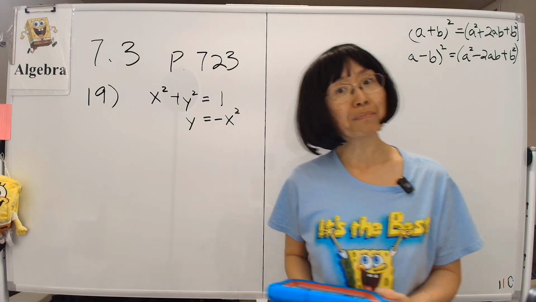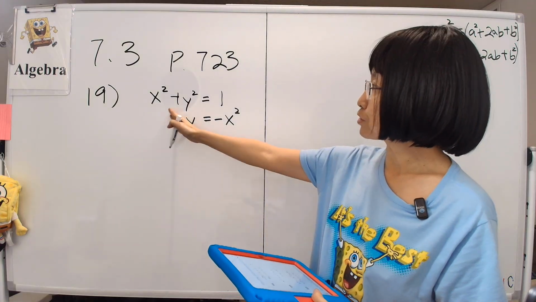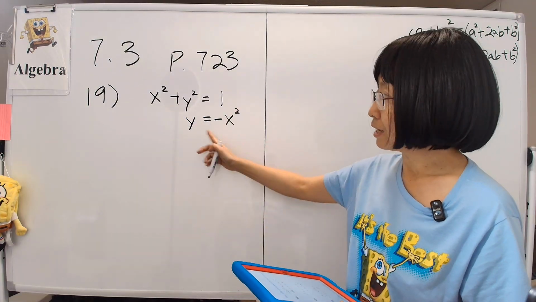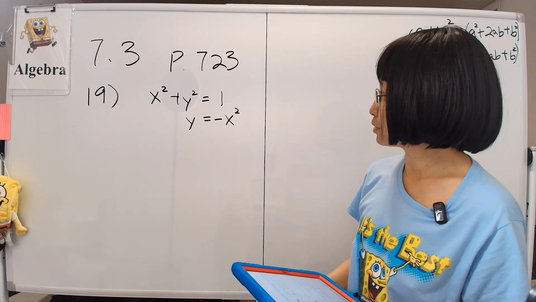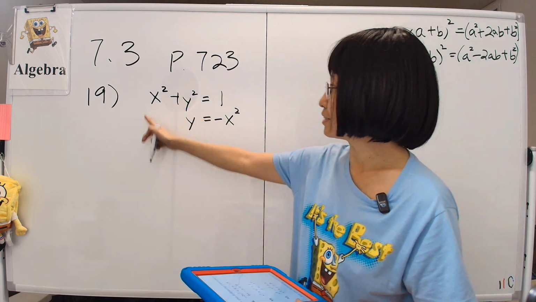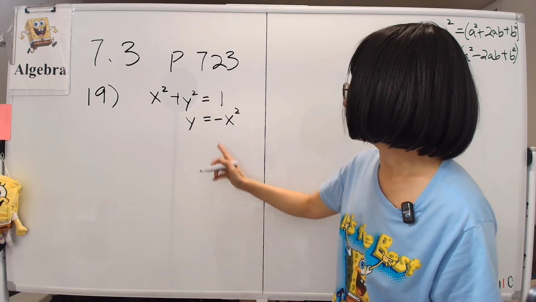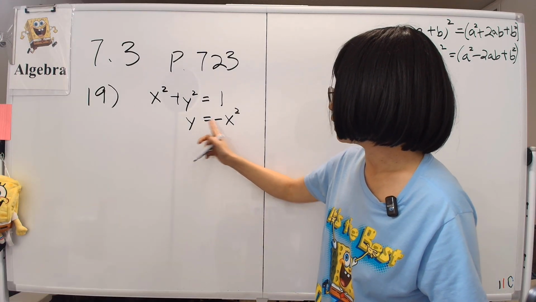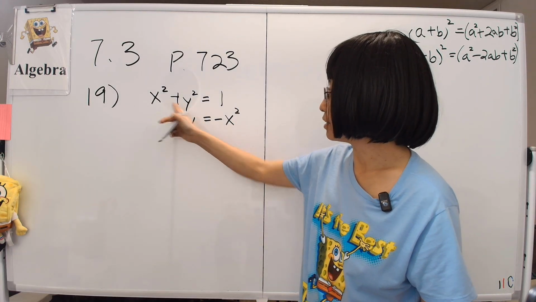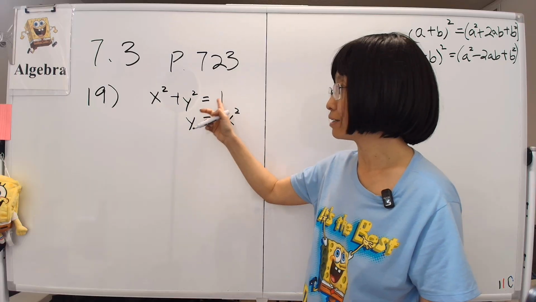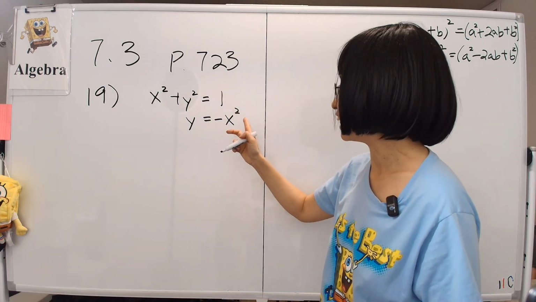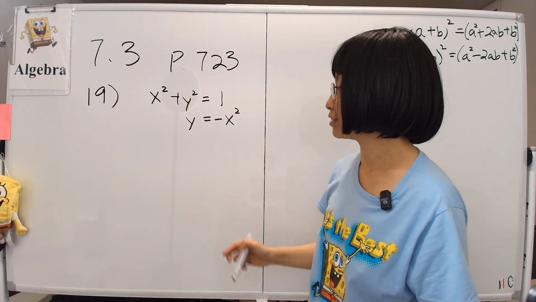Next, let's do problem 19. We have x squared plus y squared equals 1, and y equals negative x squared. So when you stare at this, try to find a weak point to attack. Now, if we were to plug x squared in here, then the whole equation will be in terms of y, right? So then you got rid of all the x's.